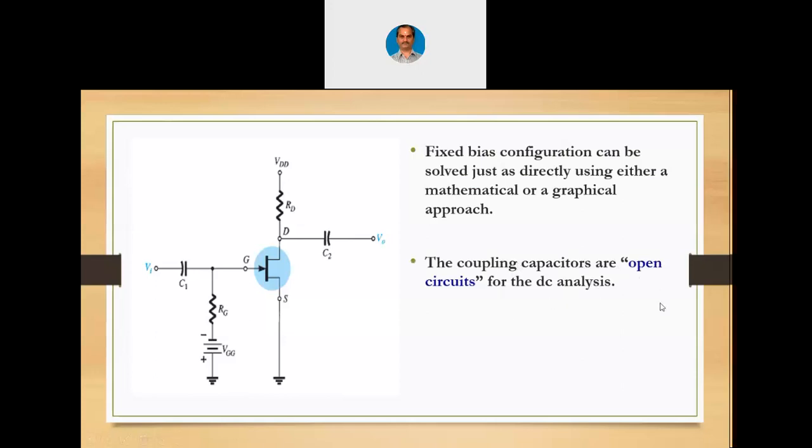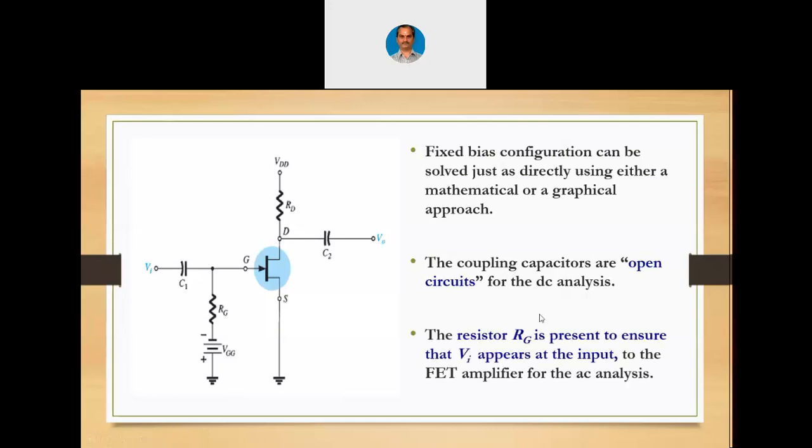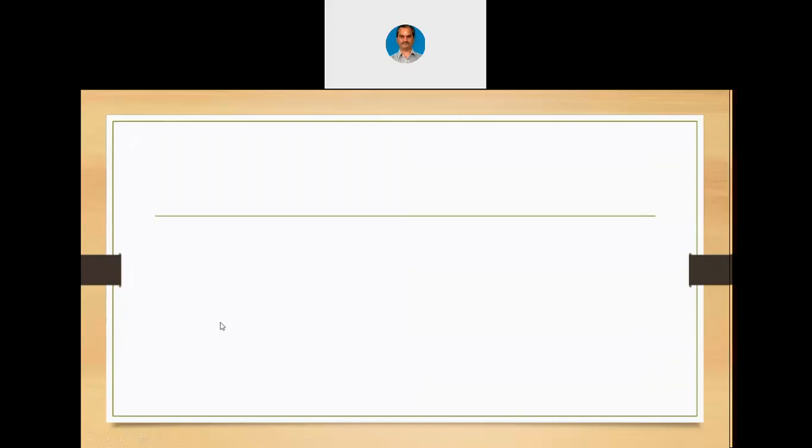The coupling capacitors are open circuits for the DC analysis. This we already know. For all DC purposes, we can simply replace the coupling capacitors with open circuits, because we are going to perform the DC analysis now. Later on, we are going to perform the AC analysis also for the JFETs. The resistor RG is present to ensure that Vi appears at the input to the FET amplifier for the AC analysis. Otherwise, this Vi may be absorbed by the power supply itself, as I told you. So now let us proceed with the fixed bias configuration.